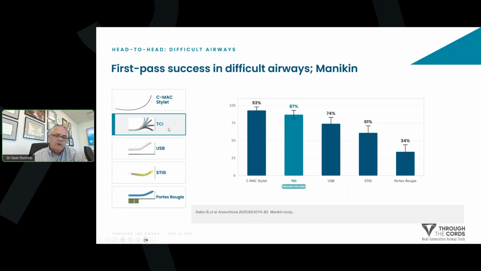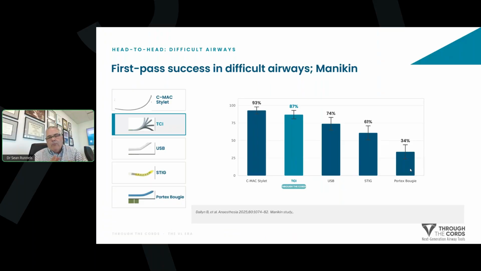And so they compared C-MAC stylets with dynamic introducers in the embodiment of the TCI. In the US, this is called the Runnels steerable introducer. A USB, which is essentially a malleable stylet or introducer. The STIG, which would be a semi-dynamic, has that preset curve, but the tip will move, and then a Portex bougie. In the difficult airway setup, you can see that the best performers were the C-MAC stylet and the dynamic introducer. And when you take into account the error bars, or the confidence bars, there's very little statistical difference between the two. And then the USB and the STIG and the Portex have falling off success.